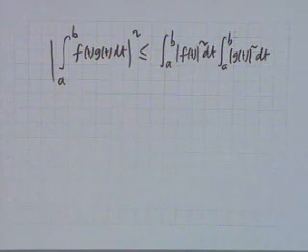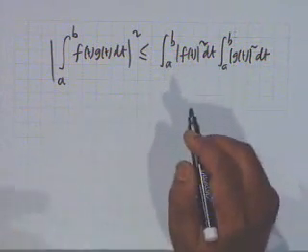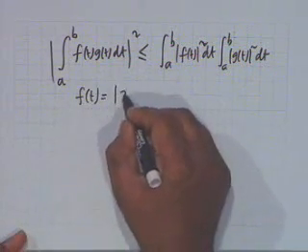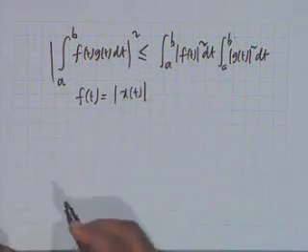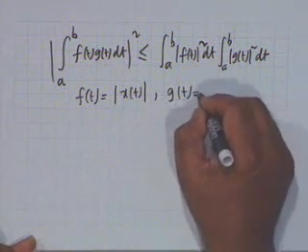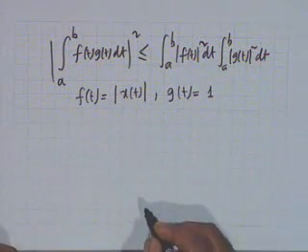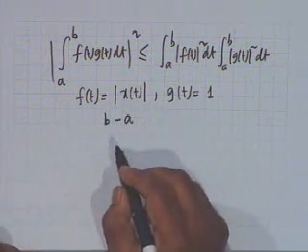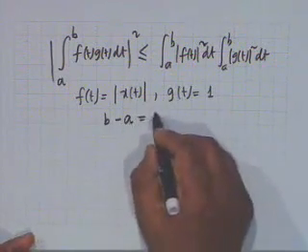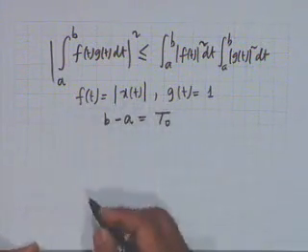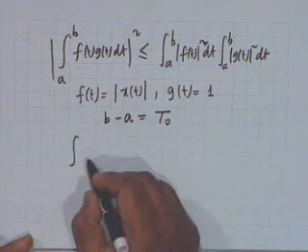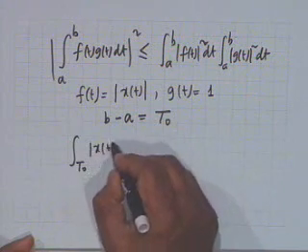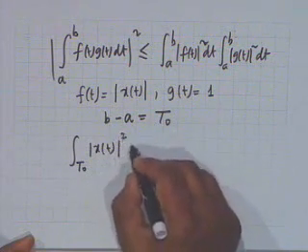This is Schwarz's inequality. Now, in order to apply this to the present situation, we take, let's say, f(t) equal to mod x(t), and we take g(t) equal to 1. Our integration is over one period, so we take the interval b minus a as T0. Then see what happens. On the left-hand side, I get integral over T0 of mod x(t) dt, squared.